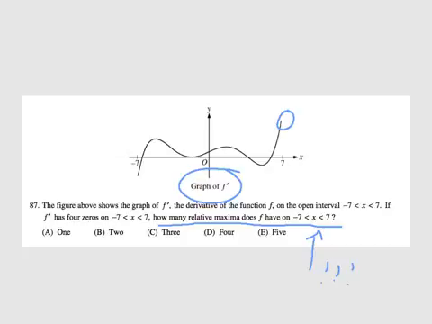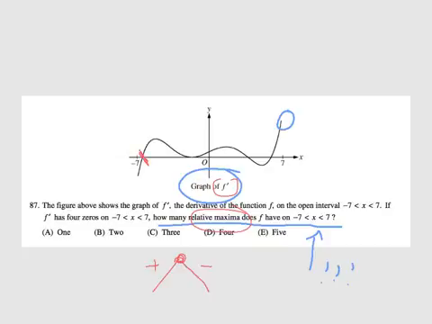So what are we looking at? We're looking at the inside critical points, and we're looking for a relative maxima. Well, when does that happen? That happens when we have f prime going from positive to negative, forming that max. So where does this graph go from positive to negative? Well, let's look at those points where it crosses the x-axis.